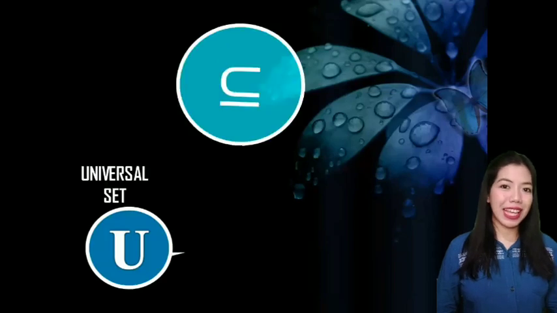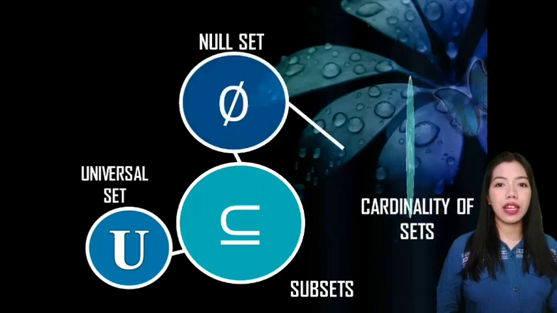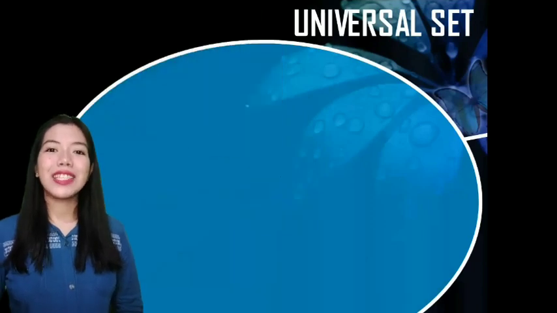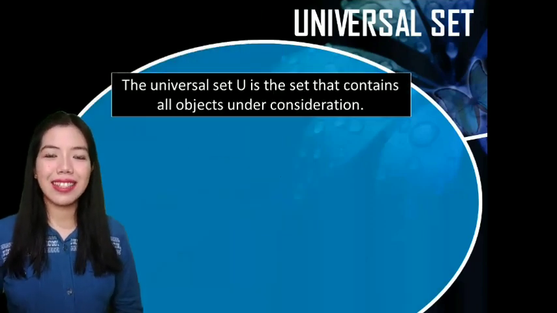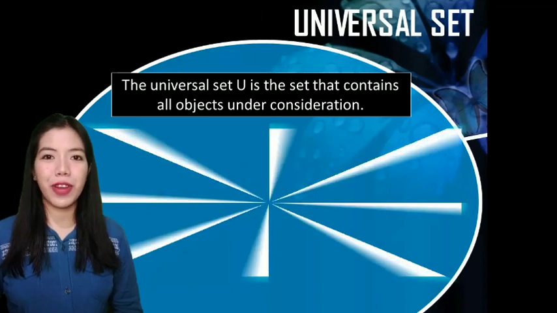Now here are other important terms to remember when we talk about sets: the universal set, the subset, the null set, and the cardinality of sets. Now let's talk about the universal set. The universal set U is the set that contains all objects under consideration.